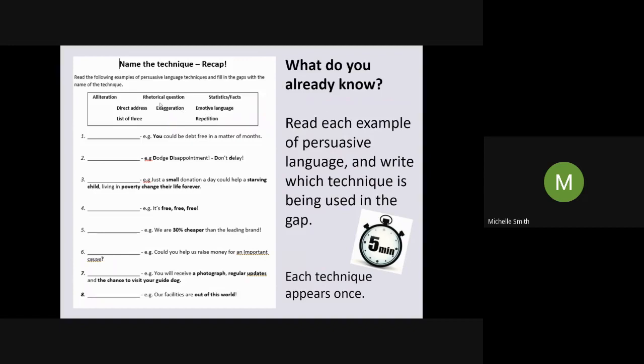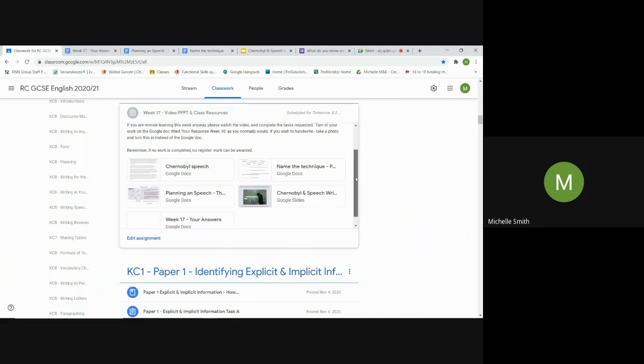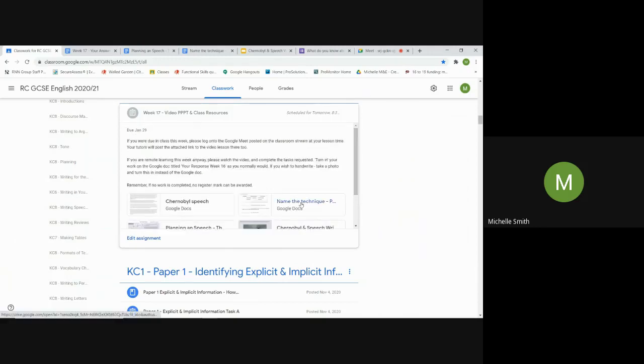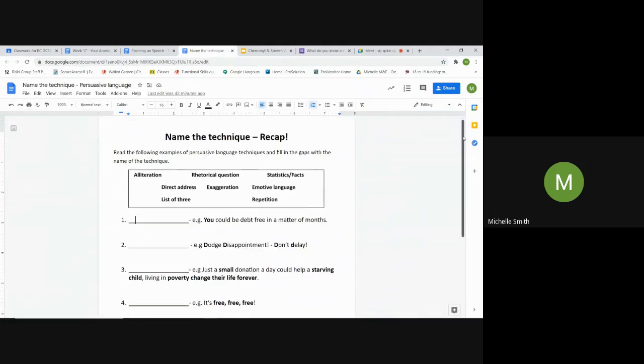Okay, so on Google Classroom, this is called Name the Technique, Google Doc. For some of you, these documents might be up here in the top right, where above where it says Turnitin. It might not look exactly the same as mine. Okay, so Name the Technique is the one that you need open, and it looks something like this.